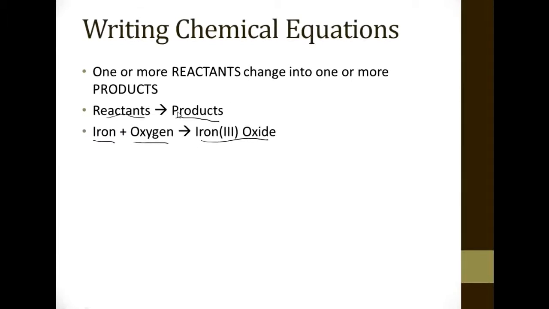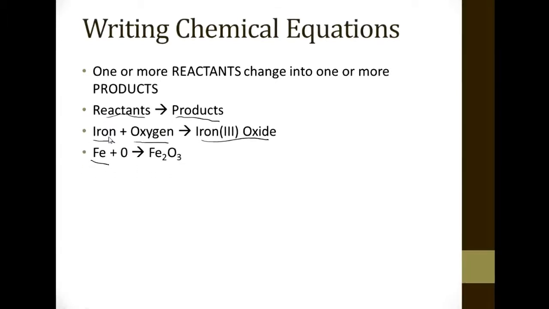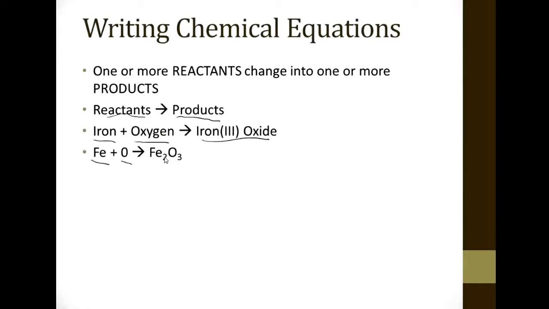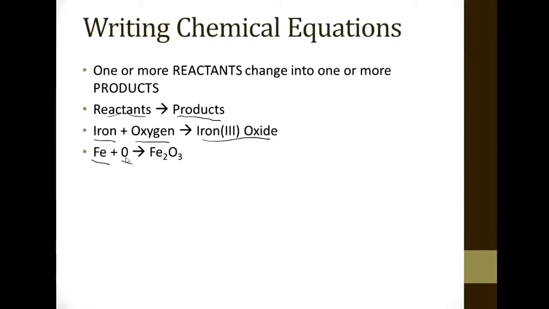Generally, though, we won't write them with words like this. We will write them with the chemical formulas. So we have some amount of Fe, iron, and some amount of oxygen. That's going to make Fe2O3. Okay? Now, this is what's called a skeleton equation. It's not showing how much of each we have. We're going to get into balancing and really showing how much of each we have in a little bit.